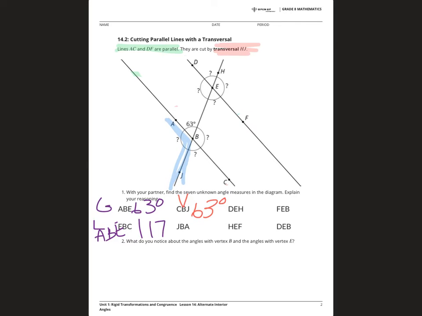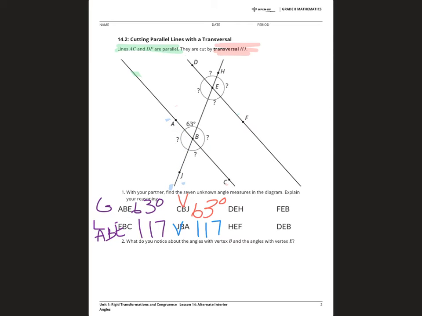What do you think it is? Hopefully you said 117, because it is vertical to EBC. Make sure you write that down. Okay, so here's where we're going to get into something a little bit new, something you haven't seen before.